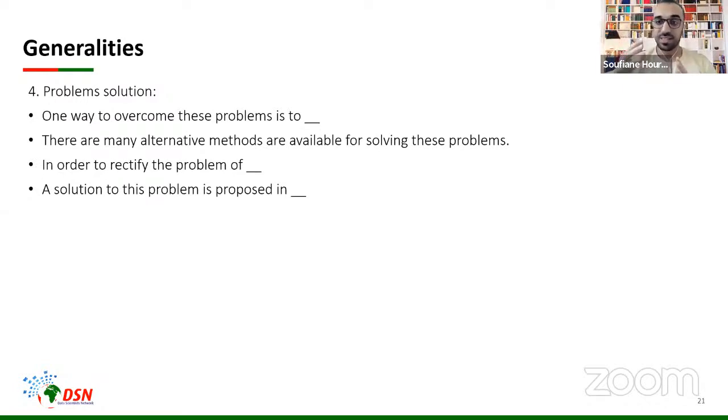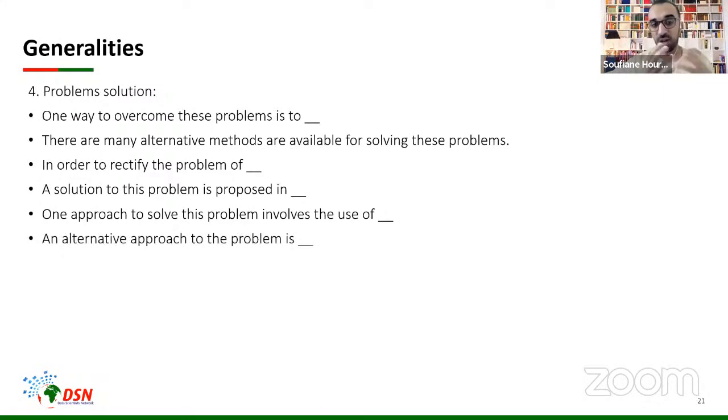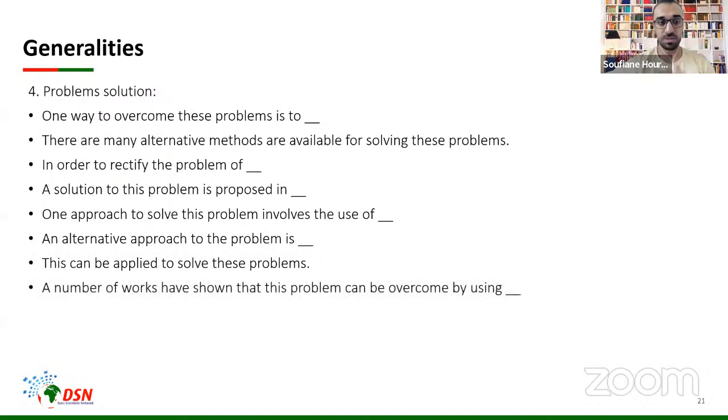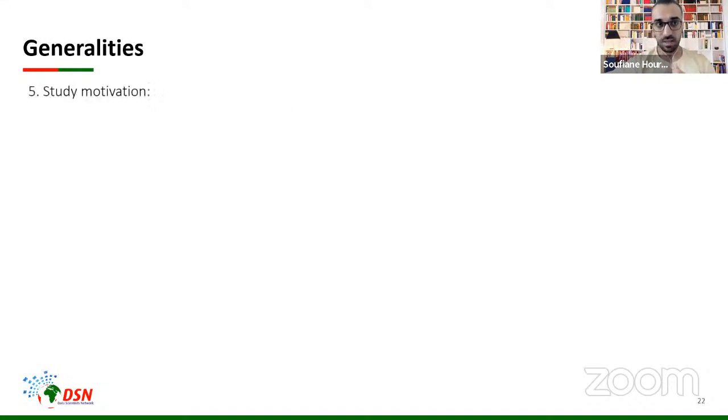but it was a time-consuming method, and our method is better in that. One approach to solve this problem involves the use of a deep neural network or something like that, or regularization in hyperparameters of neural networks. An alternative approach to that problem is something that we'll present. This can be applied to solve these problems. And many others.